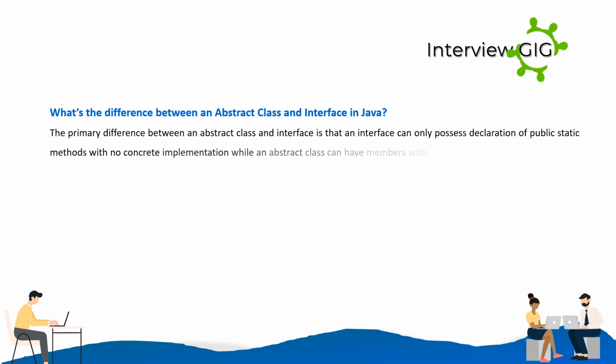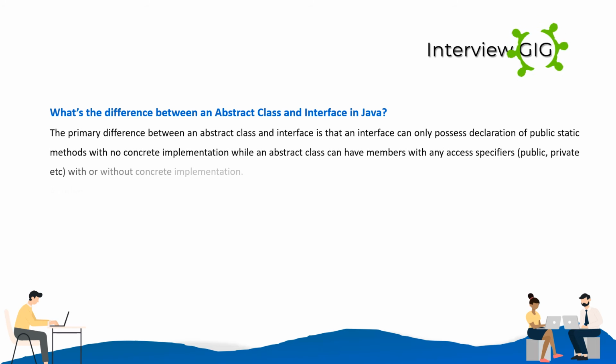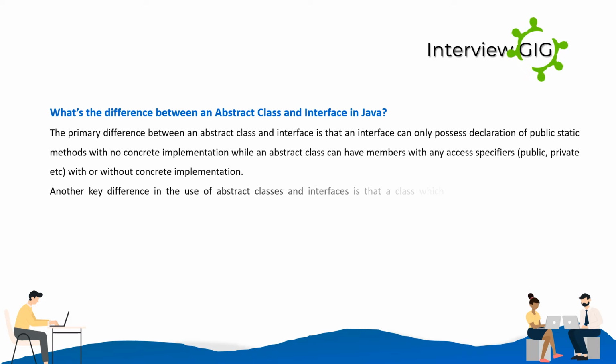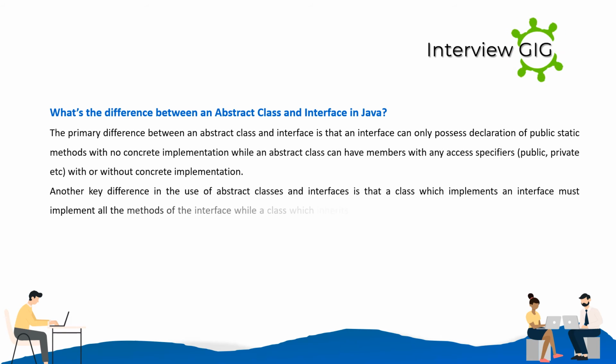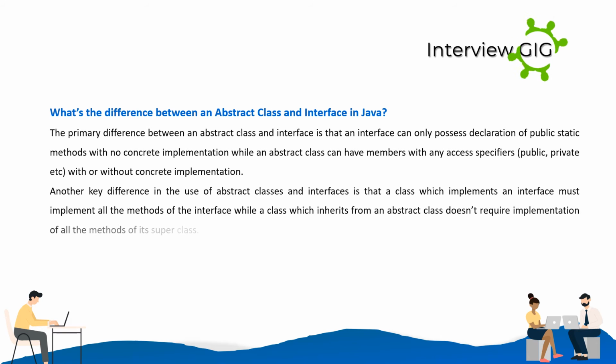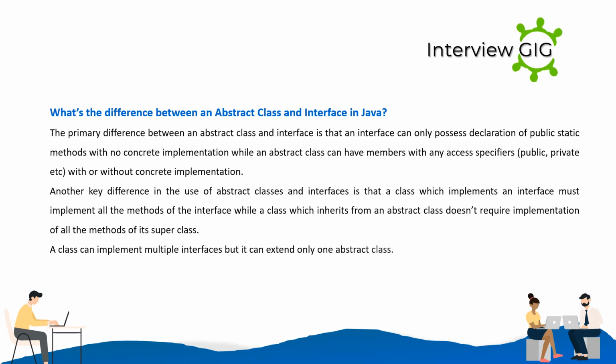methods with no concrete implementation, while an abstract class can have members with any access specifiers, public, private etc., with or without concrete implementation. Another key difference in the use of abstract classes and interfaces is that a class which implements an interface must implement all the methods of the interface, while a class which inherits from an abstract class doesn't require implementation of all the methods of its superclass. A class can implement multiple interfaces, but it can extend only one abstract class.